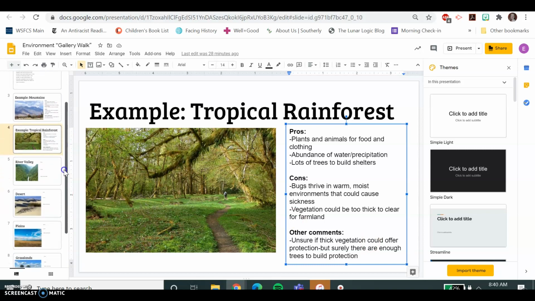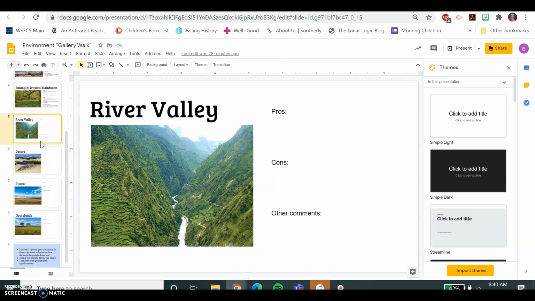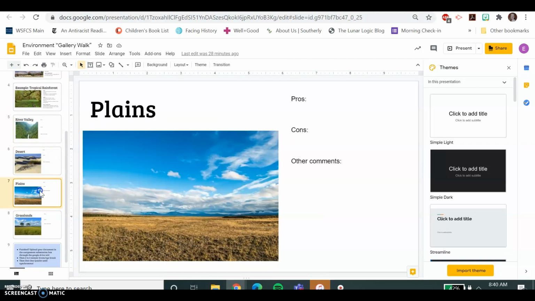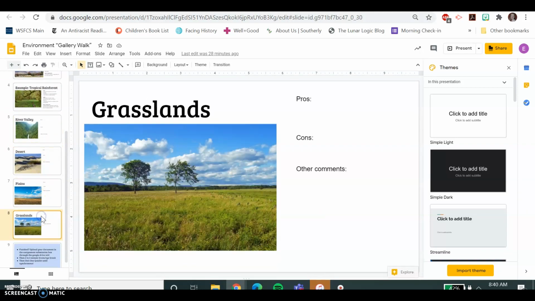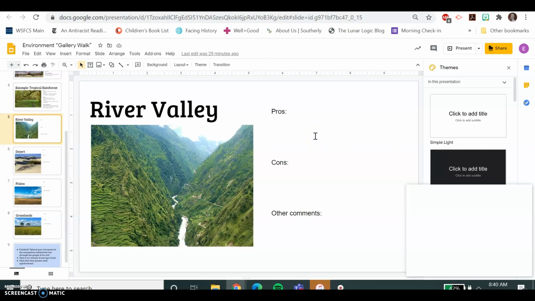Now that you've seen these 2 examples, you have 4 to explore on your own. You have river valley, desert, plains, and grasslands. On each slide, I have pros, cons, and other comments. You're going to look at the photo and you're going to consider, can they get water? Is water accessible?